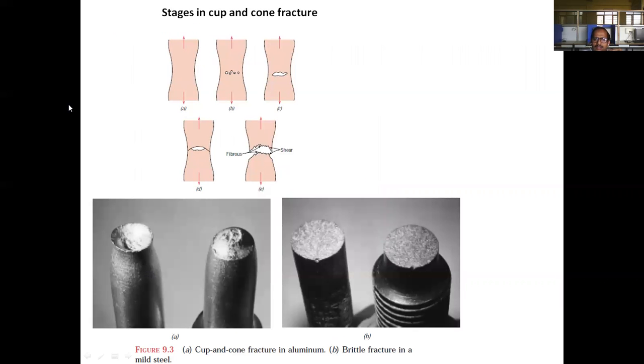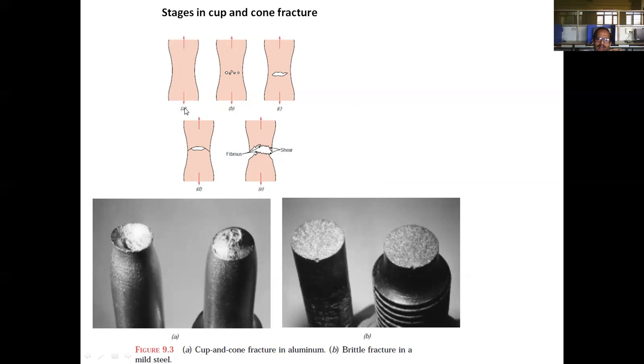The same thing is shown here. These are actual pictures of failure of materials. Picture A is cup and cone fracture in aluminum. This is ductile fracture, which will be observed in the case of aluminum. After failure, you can see a cup-like shape and a cone-like shape. Initially, this sample was intact, two pieces were joined, and they were subjected to tensile loading.